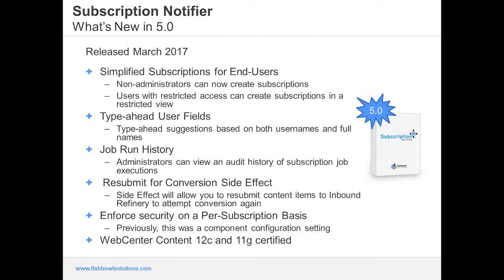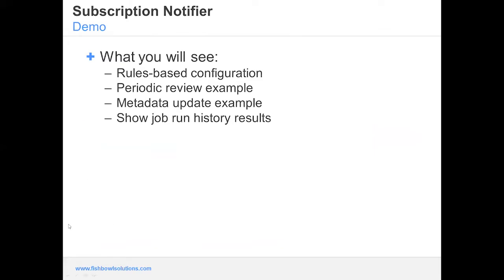So let's take a look at Subnoti live. We're going to cover basically the rules-based configuration, which is a similar model to advanced user security mapping. We'll show you the periodic review example. I'll show you what a metadata update example looks like, and we'll show you what the job run history looks like.